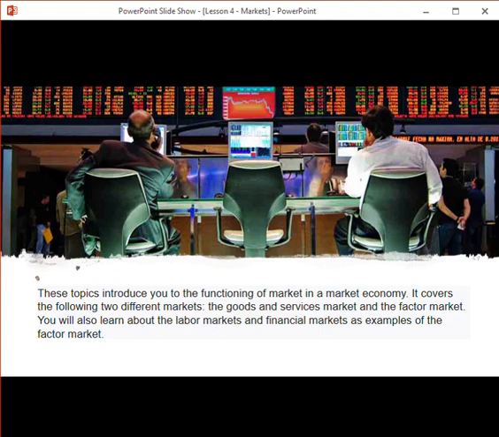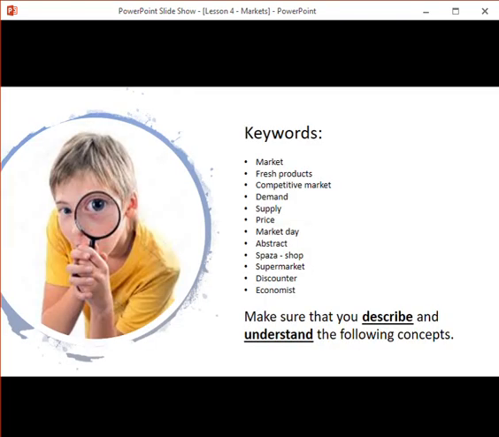So the first one is goods and services market, and then the second one is the factor market. Now we're gonna look at the two different ones, but we'll see how it links. So let's continue. The key words, you need to be able to describe and understand the following concepts. The term market, what do you think the market refers to? Quickly pause and quickly write down your own definition of what you think the term market refers to.